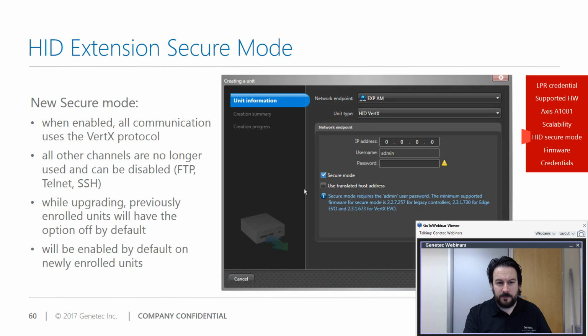Okay, so in the HID extension, we've now added a secure mode. While we're creating a unit, we can actually put a check mark here and use secure mode. What this is doing is enabling communication using only the Vertex protocol. That means the other channels are no longer needed, and they can be disabled, which makes your connections to your HID units much more secure. So you can turn off your FTP, your Telnet, your SSH connection, which we needed to have enabled before.